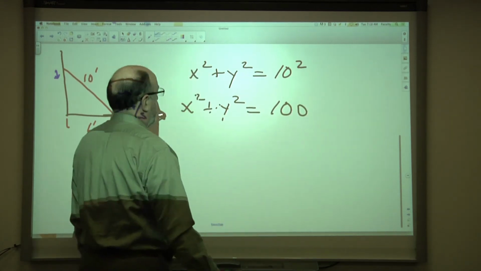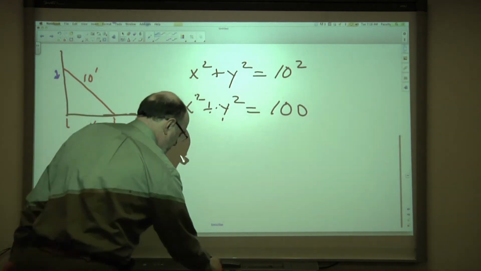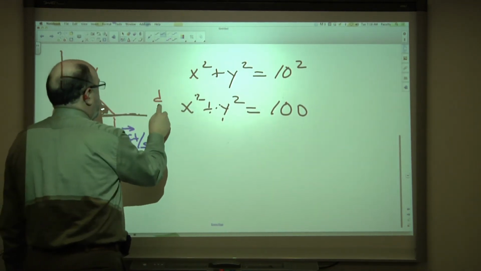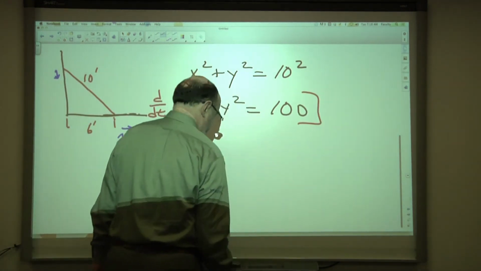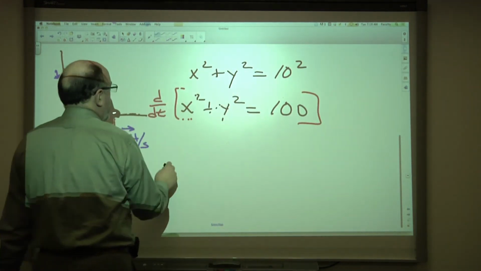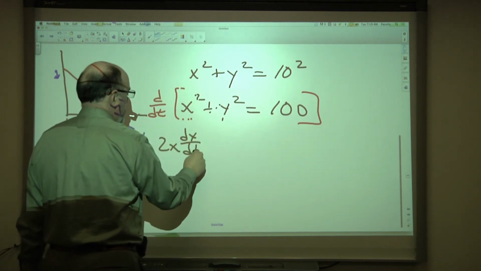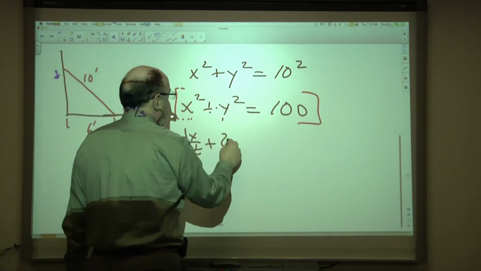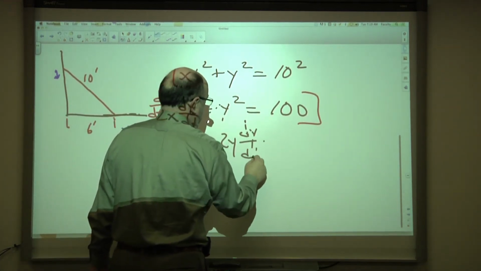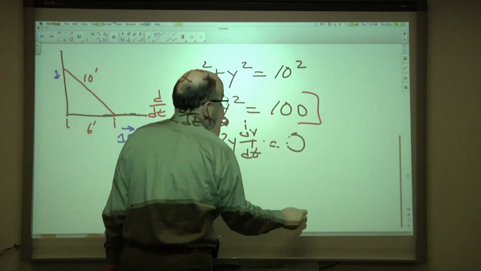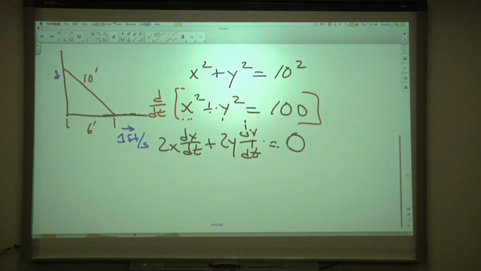Again, we're going to take the derivative with respect to t. So d/dt. If I do this, we get 2x dx/dt plus 2y dy/dt, and then the derivative of a constant is 0. So we have that.